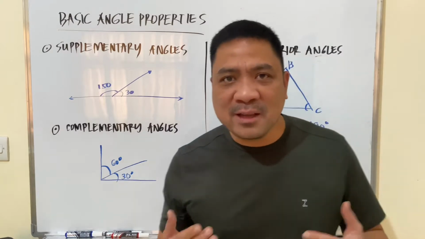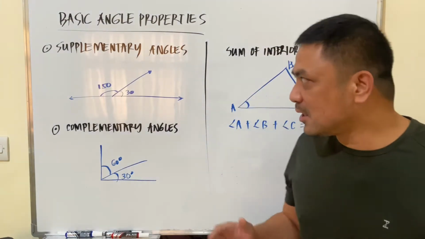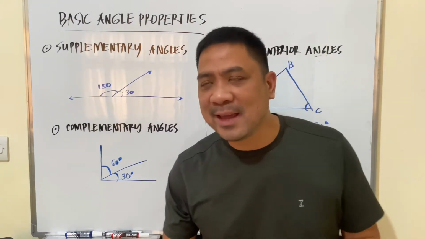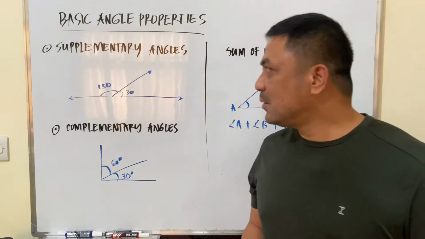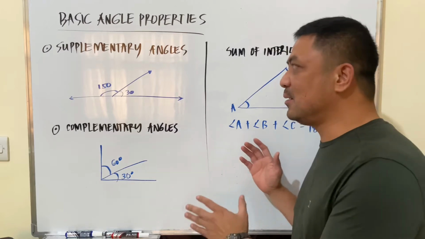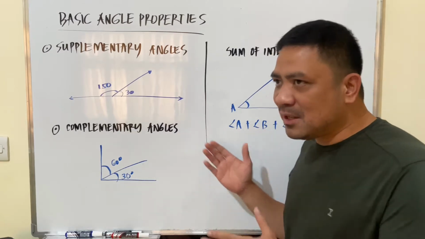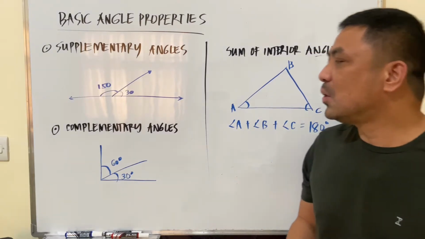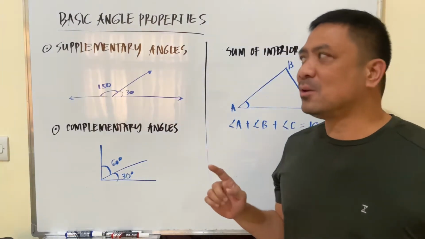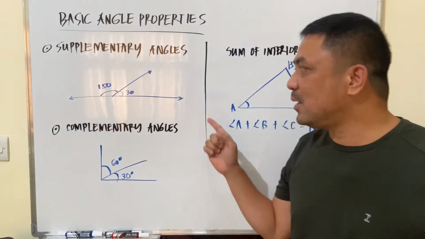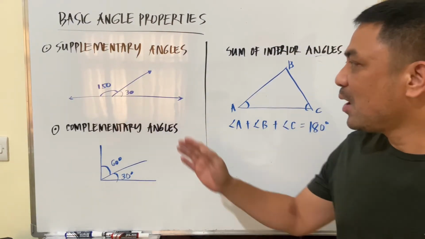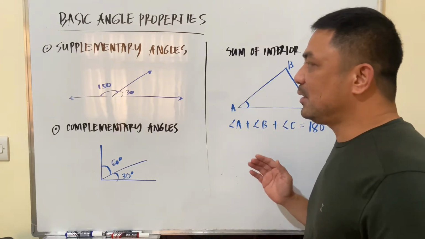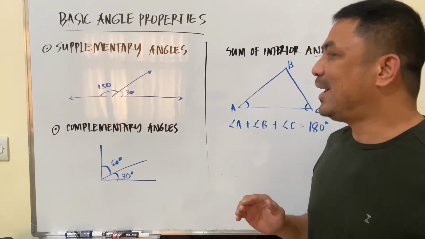Before we proceed to those problems, I just want to have a quick review of our basic angle properties. I guess you are familiar with these properties, but let me review them as quickly as we can. So we have the supplementary angles. In a straight line, the sum is 180. All angles constructed in a straight line must sum to 180.